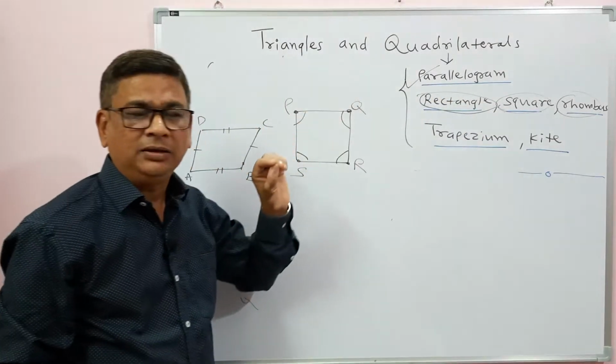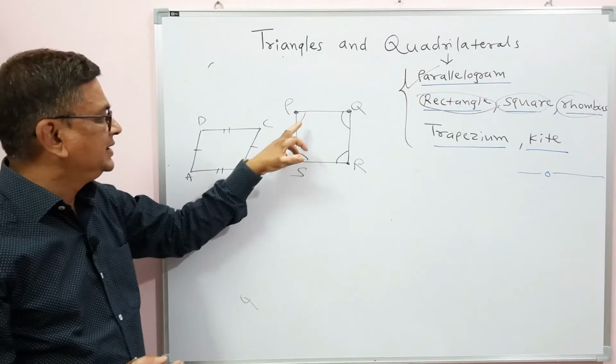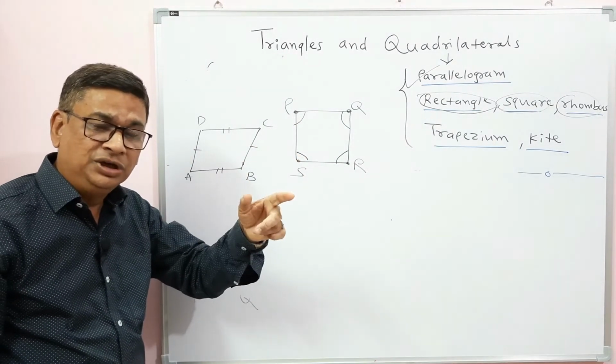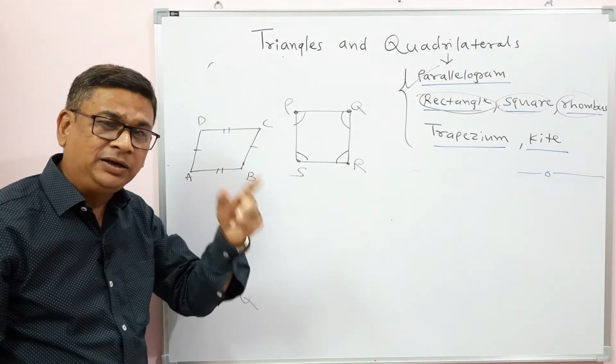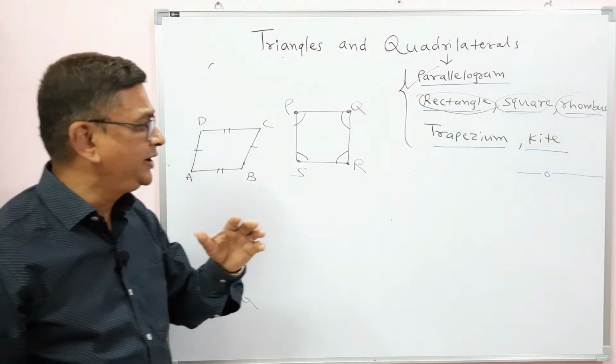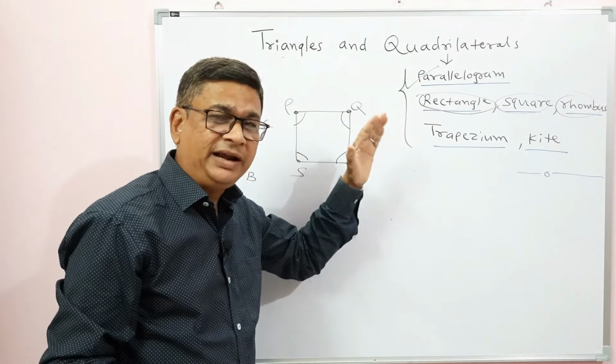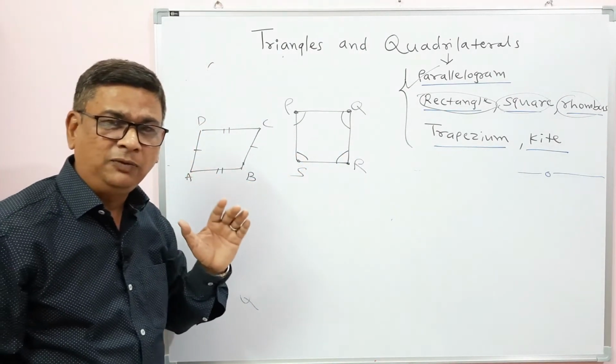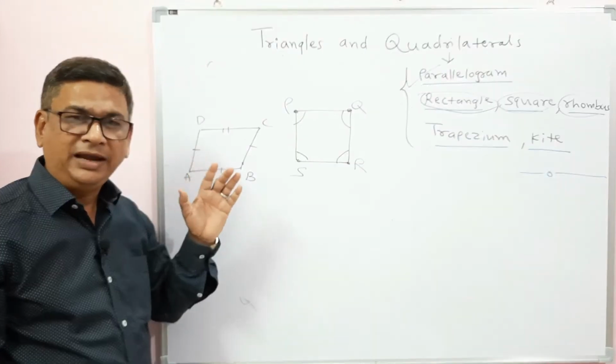In a rectangle, we have an extra condition, that each angle should be a right angle, hence it is called a rectangle. In a square, all sides are equal. So by this definition, you can see a square is a rectangle. And what about the rhombus? In a rhombus, all sides are equal, but not necessarily all angles are equal.